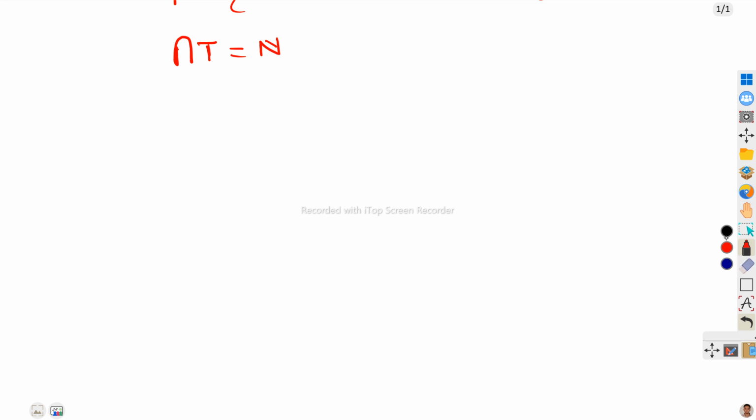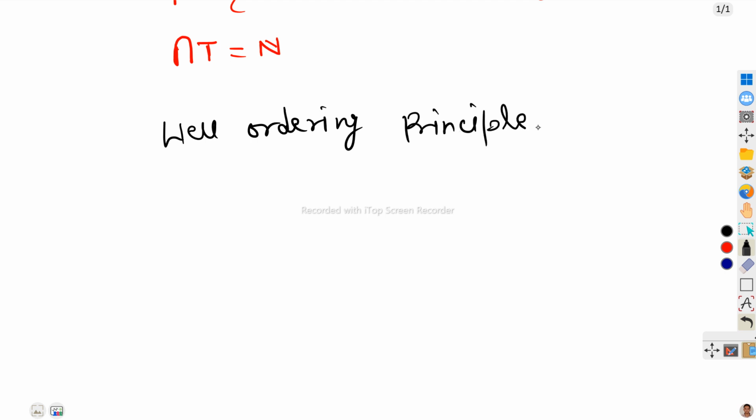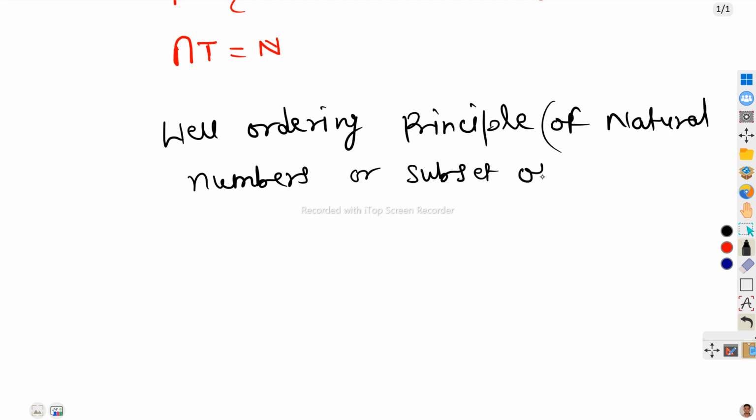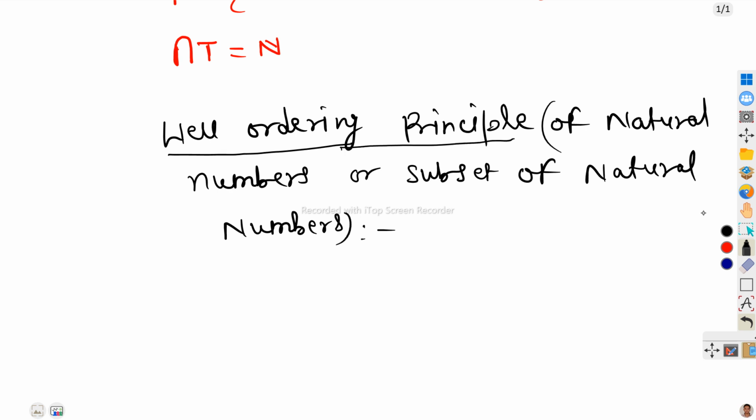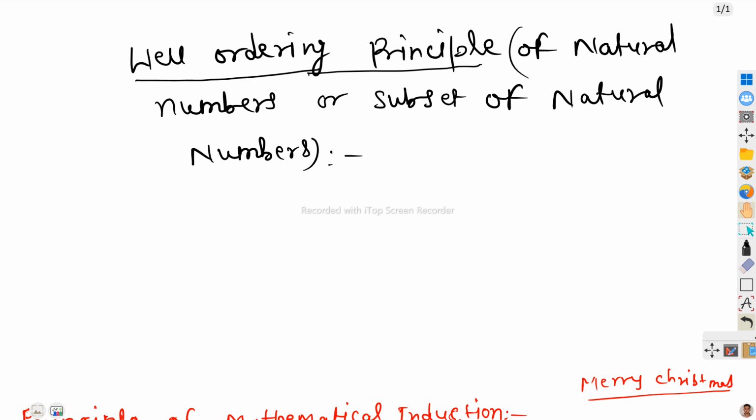Now we are going to define an important property of the set of natural numbers. This property is called the well ordering principle. And what is the well ordering principle? The well ordering principle of natural numbers says that every subset of the set of positive integers has a least element.